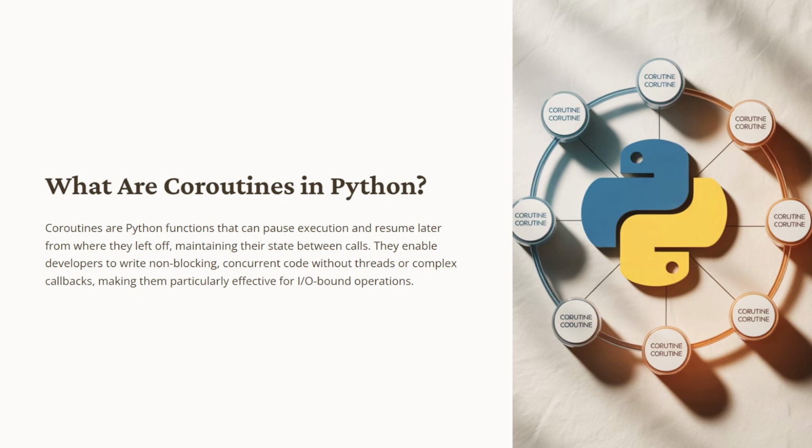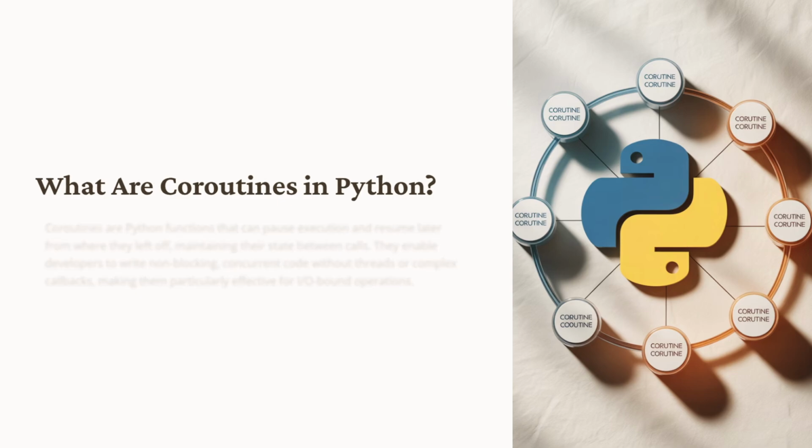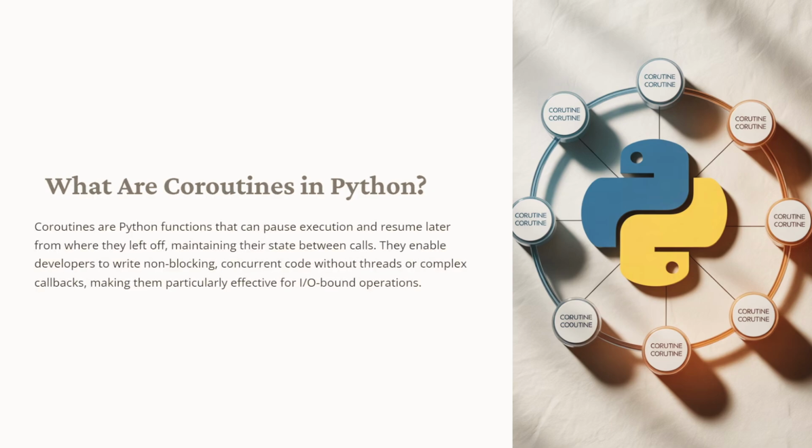In this video we are going to look at what are coroutines in Python. So coroutines are Python functions that can pause execution and resume later from where they left off, maintaining their state between calls, and they enable developers to write non-blocking concurrent code without threads or complex callbacks, making them particularly effective for input-output bound operations.